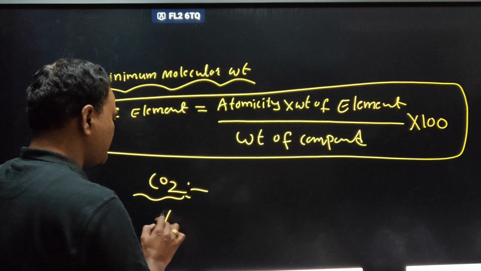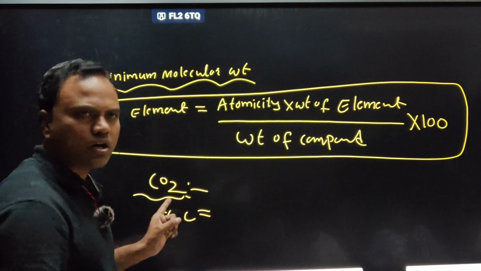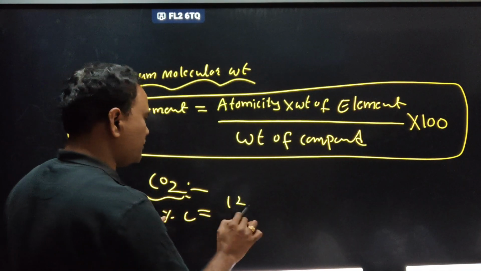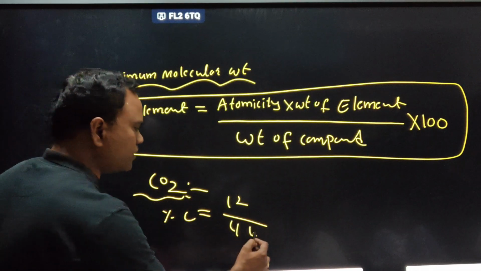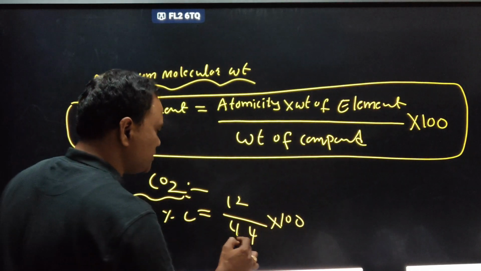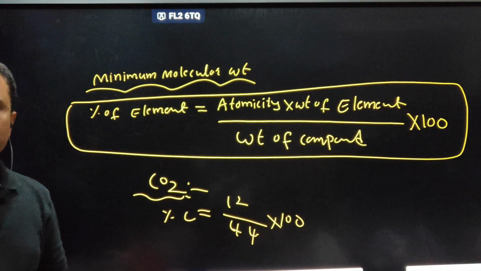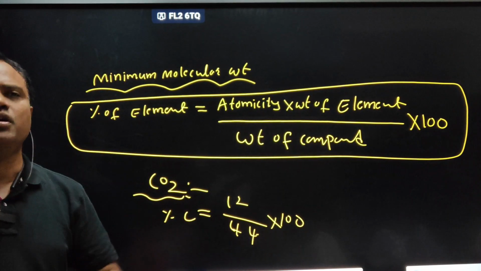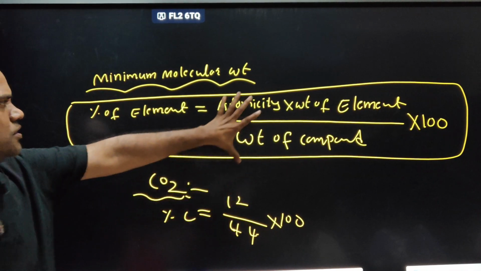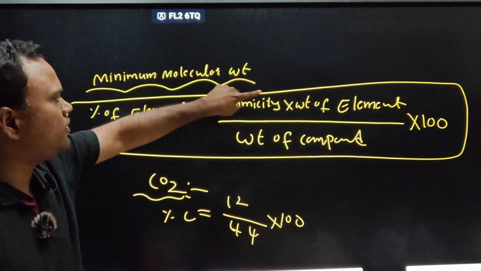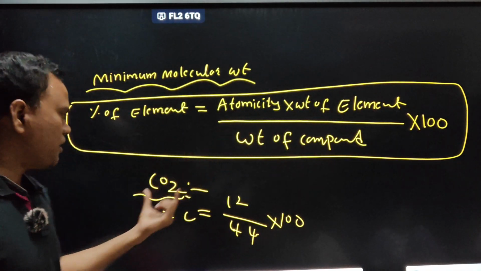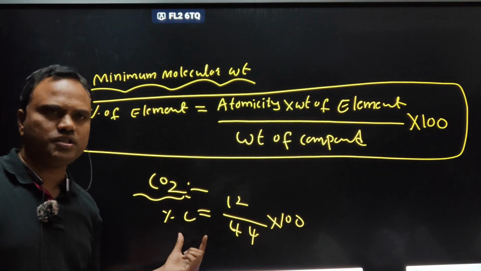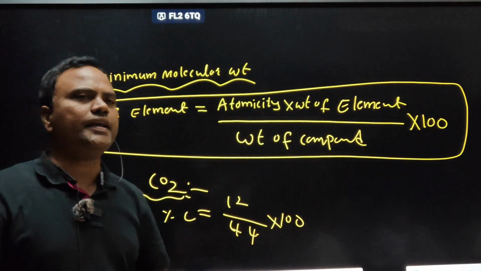Let us do it. Percentage of carbon is equal to the weight of carbon, 12, by the total weight, 44, into 100. This is the percentage, right? 44 is the molecular weight. This is the original formula, but additionally we are including atomicity. We know this formula, but additionally we are writing atomicity.